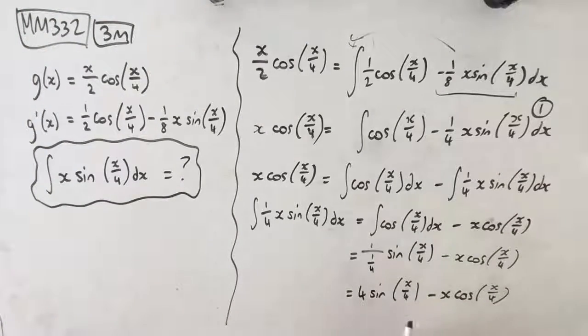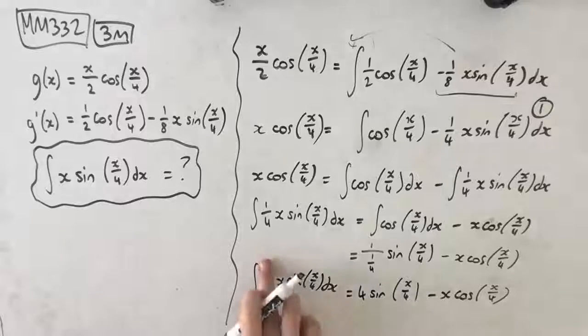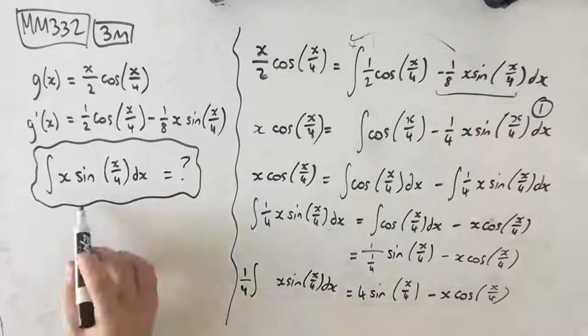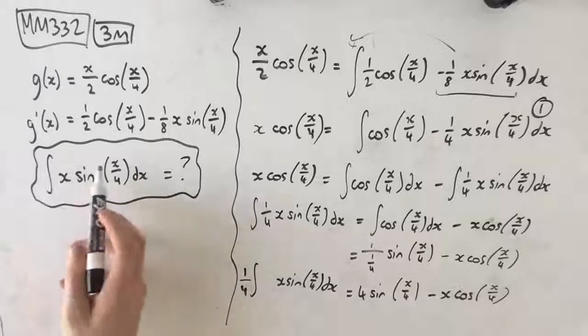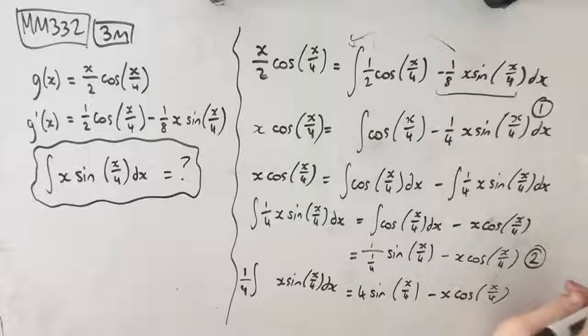And then from here, we've got this 1/4 x sin(x/4) dx here. Now, because this 1/4 is a constant, we can actually take that out the front. So we can take that there. And now we can see that we're looking for the integral of x sin(x/4), and we've got that here. We've just got this 1/4 out the front that's bothering us a little bit. And I should mention as well that this here will be your second mark, somewhere around there.